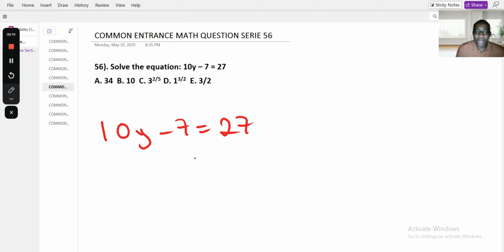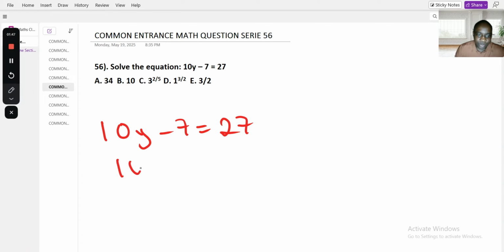Now, the y is on its own. It does not have a brother or sister. It's 10y. The pure numbers have brothers, 7 and 27. Now we are going to collect like terms. The minus 7 will go and meet his senior brother. The 7 and 27 look alike, so minus 7 will go and meet his elder brother here.